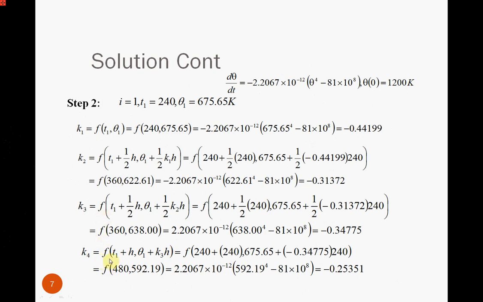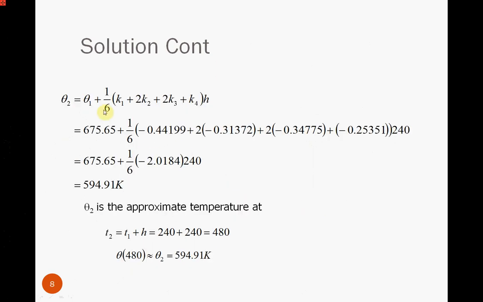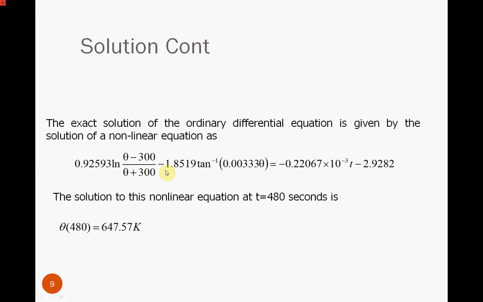If we go from K3 to K4, same as before, t1 plus h, so that's 240 plus 240. We're at the end. Theta1, we've got up there, 675, drop that in there. K3 h, bang it all out, we get K4. Theta2 equals theta1 plus 1/6 the weights, you get 594.91. So our approximate answer is 594.91 K at 480 seconds.